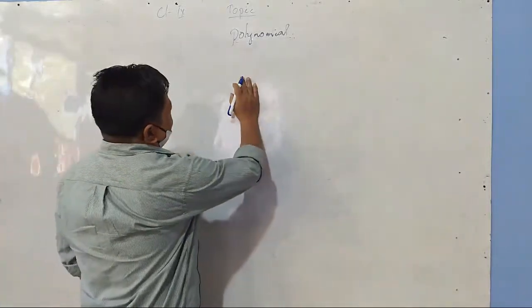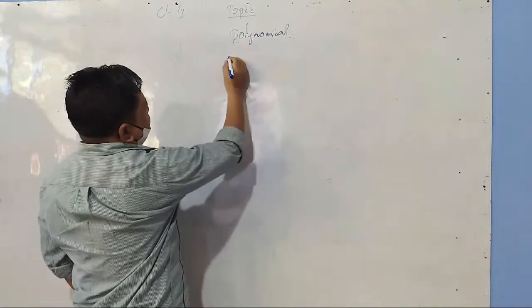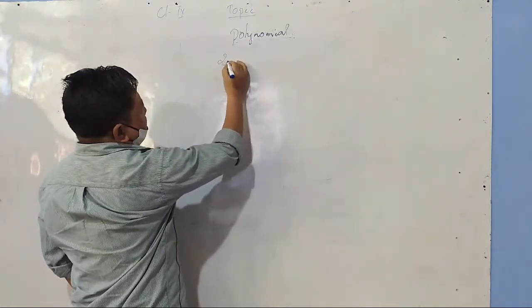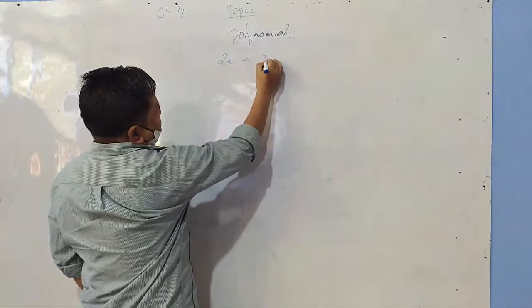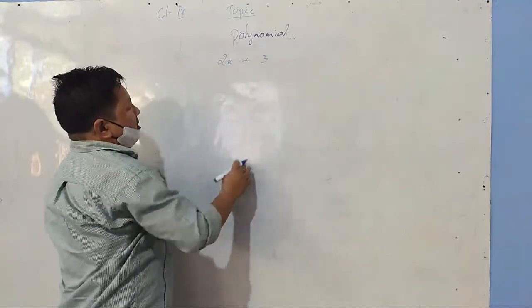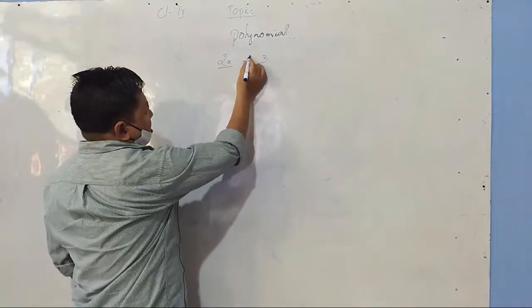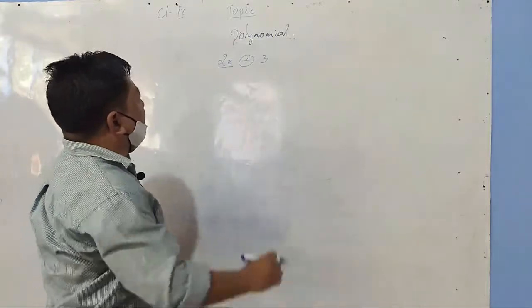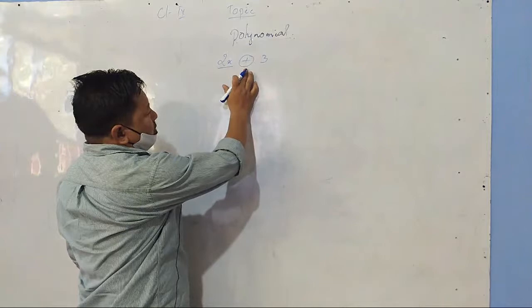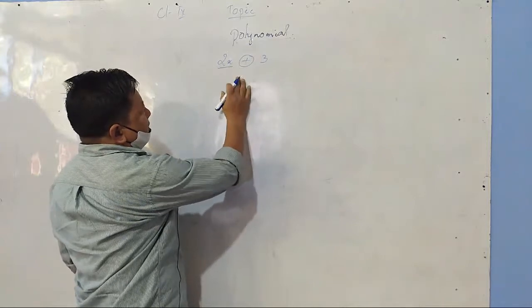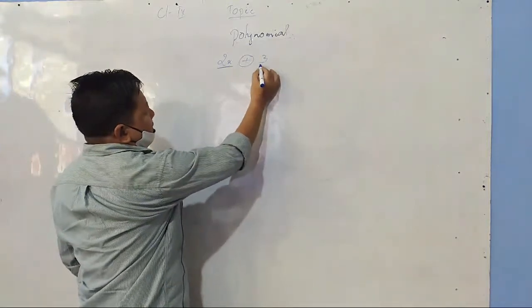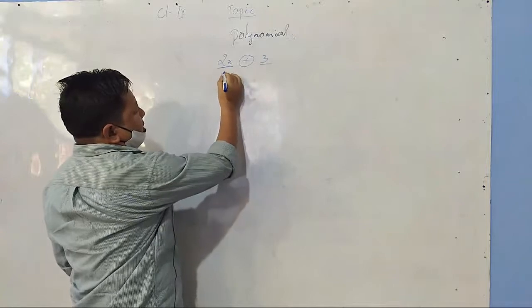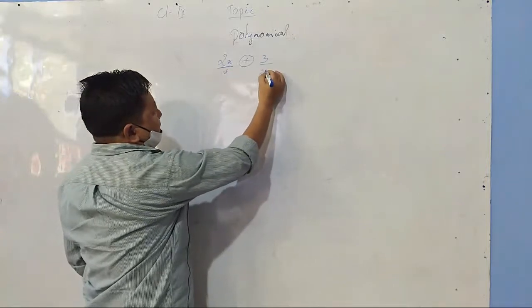Terms means, for example, let's consider this polynomial. Since these two are separated by a positive sign, let's say plus, this is one term, this is another term. So this is the first term and this is the second term.